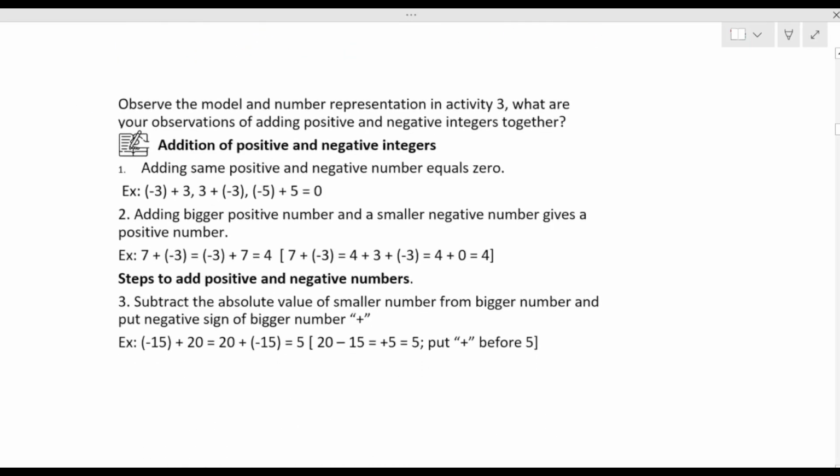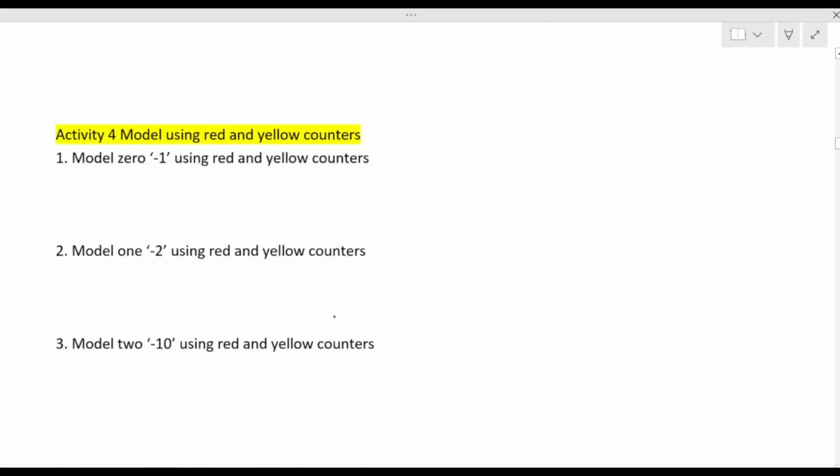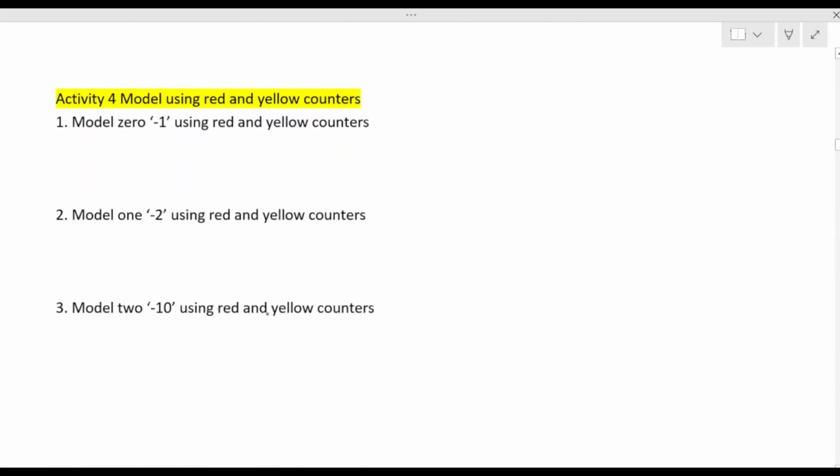So this is the math journal entry that you can write for adding a positive and a negative integer. In this case, you subtract the absolute value of the smaller number from the bigger number and put the sign of the bigger number. Okay. So now comes another activity which will help you understand working with negative numbers. Model 0 and minus 1 using red and yellow counters. Pause here and do it.